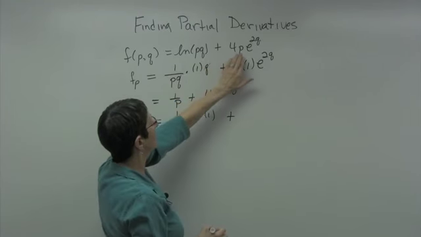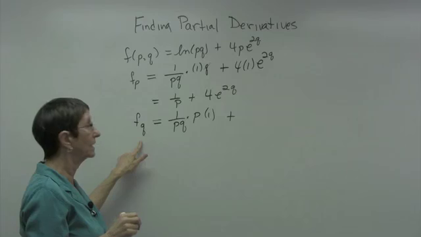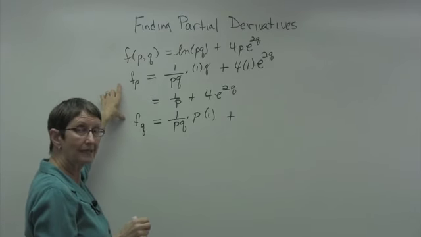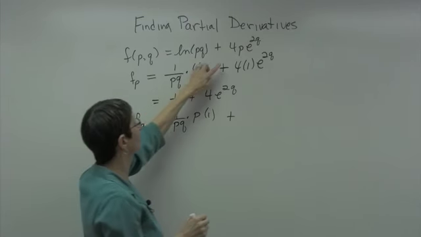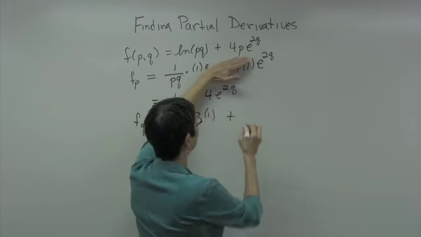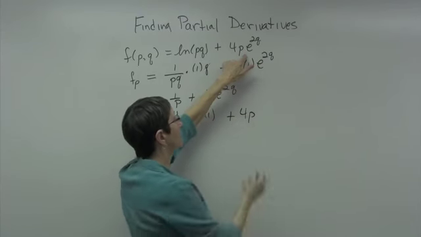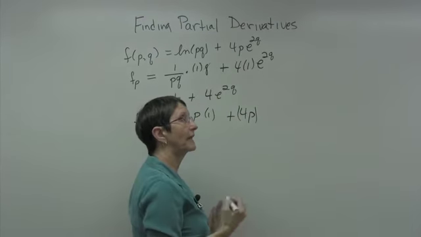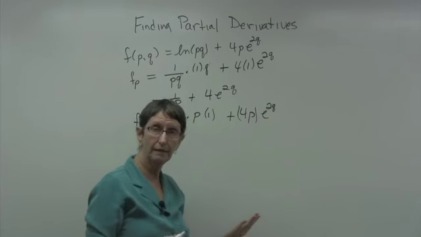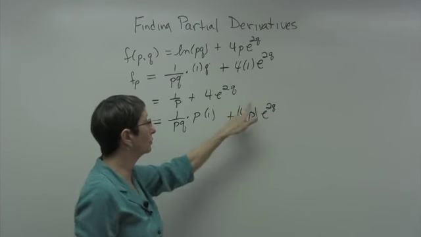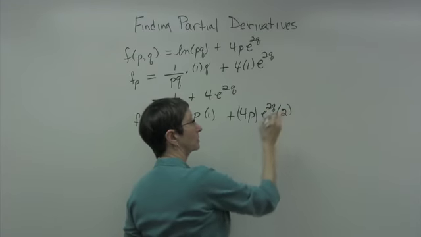Plus, now back up here, I have 4 times p. P is not the variable, q is the variable. It's really important that you write what you're doing, because you refer back to it. Q is the variable, so 4p up here is a constant multiplier. The derivative of e to the q. The derivative of an exponential function is the same thing, but because it's not just e to the q, you have to use the chain rule and multiply by the derivative of the exponent, which gives you a 2.